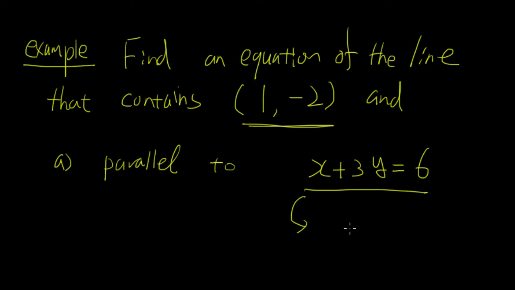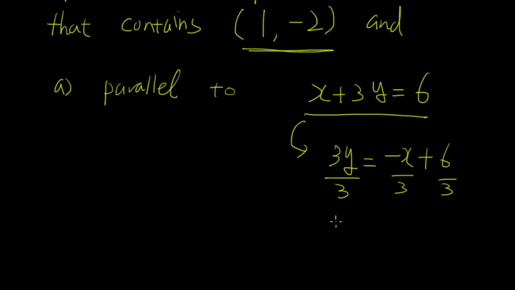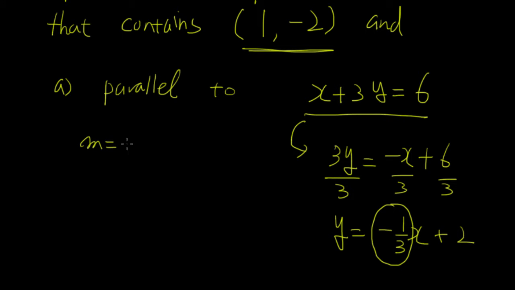So slope-intercept form was what? 3y, move this x to the other side, -x plus 6, and divide everything by 3, because we want the y and y only. Then this would be y equal -1/3 x plus 2. So there we go. This is going to be our slope. So now we have m as -1/3. So we have this point and m.